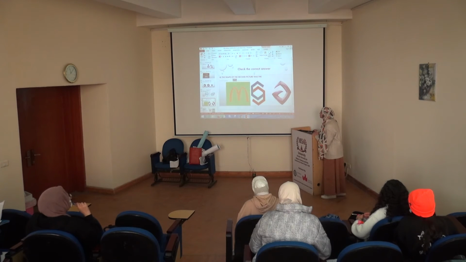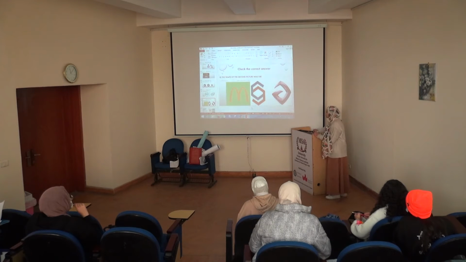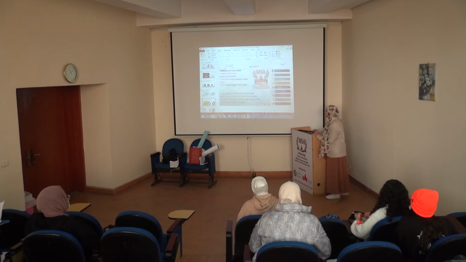Yes, can you read it? The shape of the second picture was the shortest. Yes, excellent.